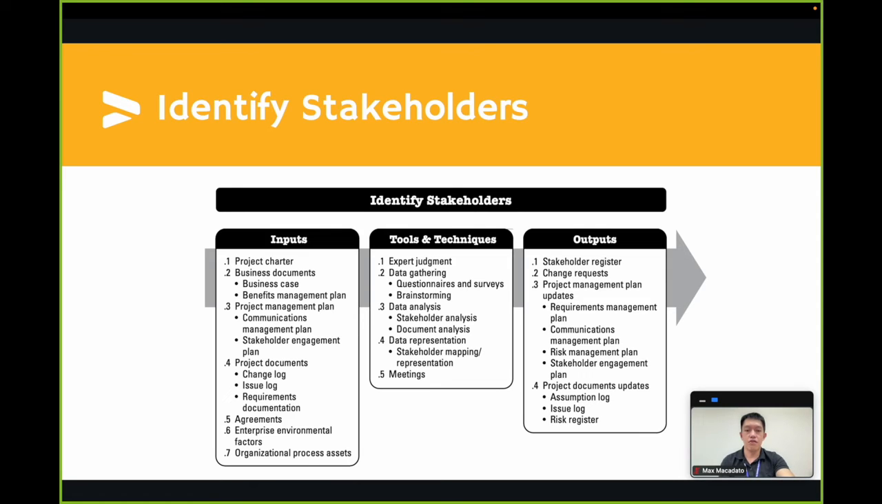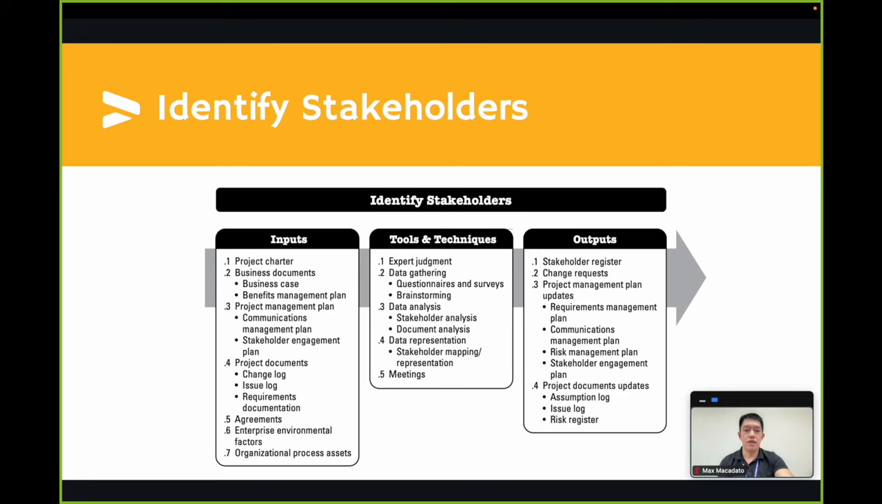Data analysis is also recommended as a tool and technique in this process. Data analysis techniques that can be used for this process include stakeholder analysis and document analysis. Stakeholder analysis results in a list of stakeholders and relevant information such as their positions in the organization, their roles in the project, stakes, expectations, attitudes, and their interest in information about the project. Document analysis assesses the available project documentation and lessons learned from previous projects to identify stakeholders and other supporting information.